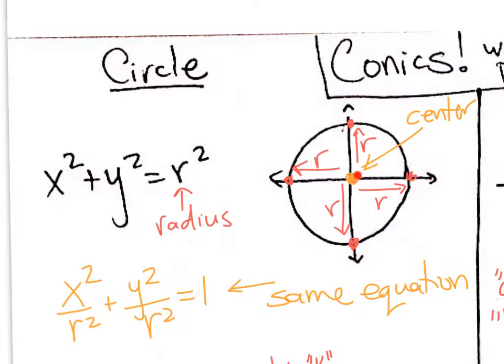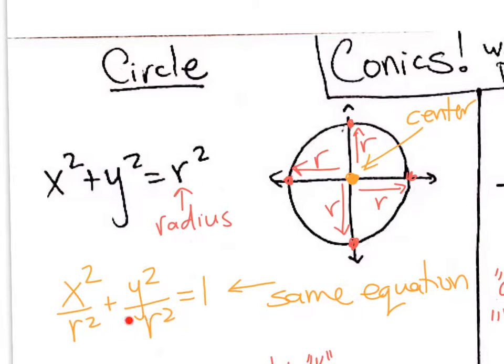And then the graph looks like this. We have the center, and it goes out from the center r units, or the distance of the radius, and you can plot 4 points and then connect them with a nice smooth circle. Notice how if we were to divide this equation by r squared, we would end up with this: x squared over r squared plus y squared over r squared equals 1. This is the same equation as this, okay?